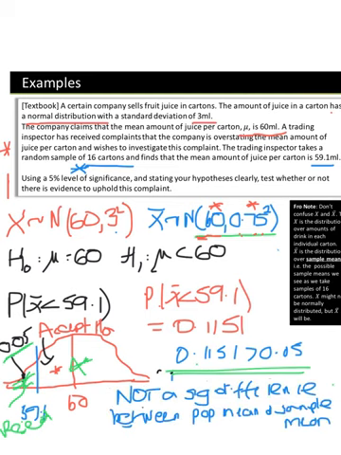And what's really important at this stage is to always refer your conclusion to the original question. So this therefore tells us that there is not a significant difference between the population mean and the sample mean.